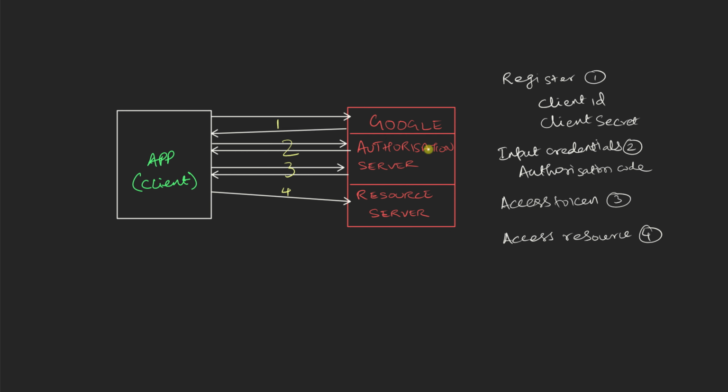And Google's authorization server will prompt them to key in their Google username and password. Upon successful completion of this authentication, it will issue something called authorization code to this application. With this authorization code, client ID and client secret, the app will request access token from the authorization server. And with this access token, the application will try to access some API in the resource server.